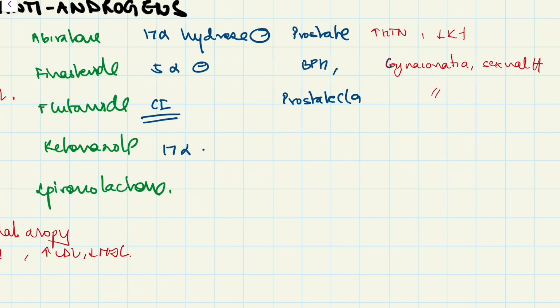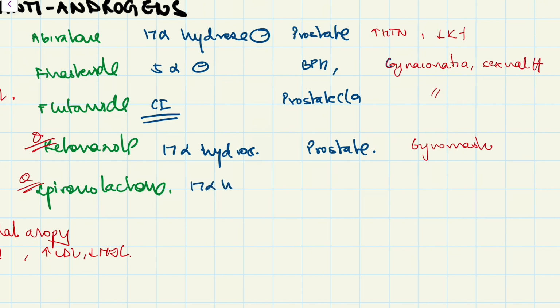Ketoconazole is again a 17-alpha hydroxylase or a 17,20 lyase inhibitor. It is again used in prostate cancer as an anti-androgen and the side effect is gynecomastia. And this is important. Again, spironolactone, it is an androgen receptor as well as 17-alpha hydroxylase inhibitor. It is used in PCOS, right? And the side effect is that it causes amenorrhea.